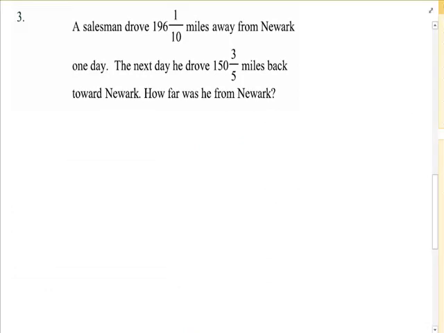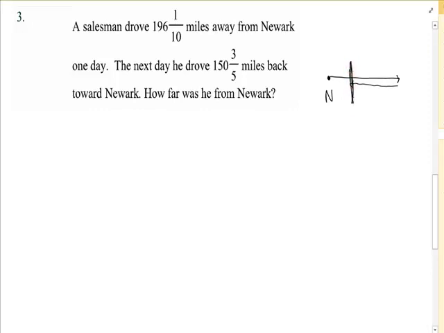All right, let's see what we're going to do with number 3. A salesman drove 196 1/10 miles away from Newark one day. The next day he drove 150 3/5 miles back toward Newark. How far was he from Newark? So let's just draw a little sketch. If this is Newark and he went 196 1/10 miles and stopped, and then he turned around and he drove back, but he didn't drive the entire way back.